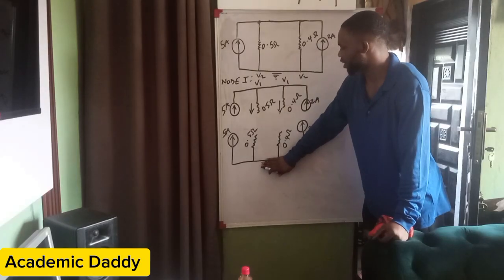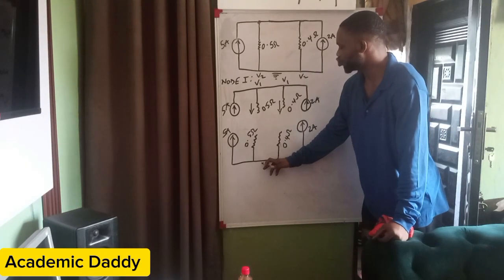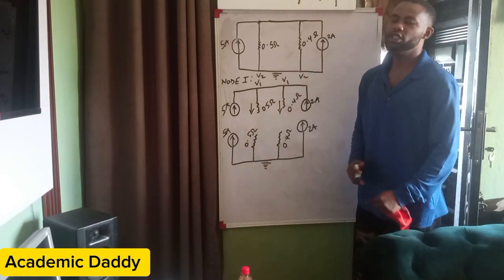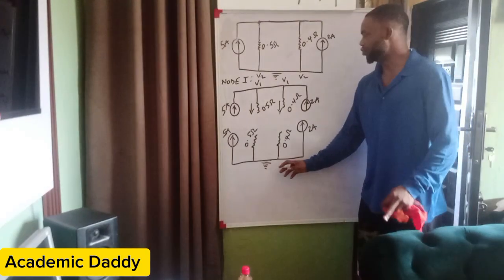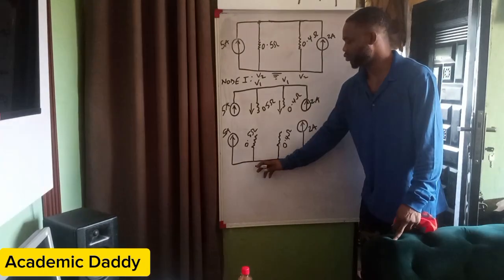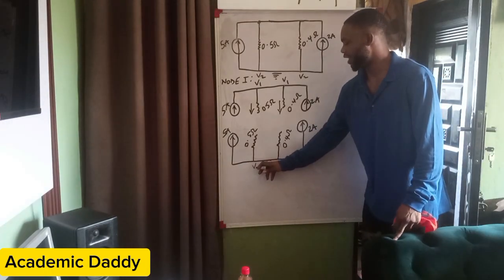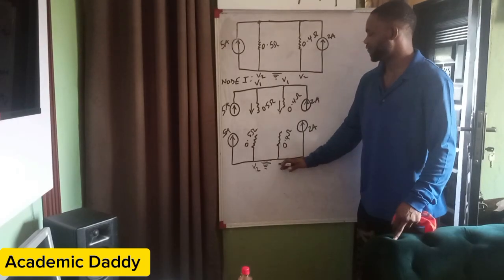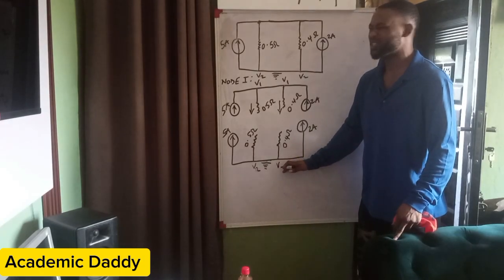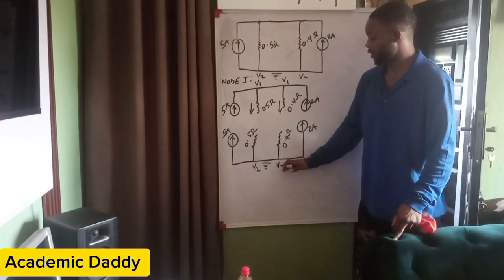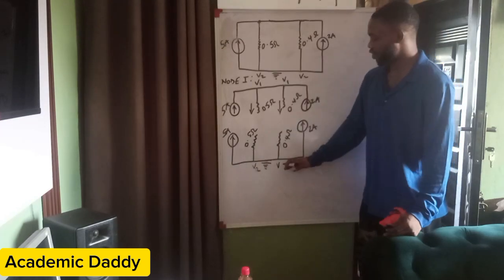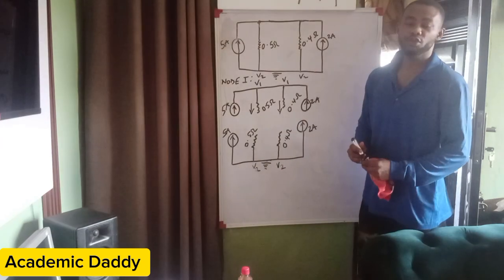That is why we say that whenever you do this analysis and you find out that what you have is two nodes, the equation you will be using for that question will just be one equation. If you find three nodes, you'll be using just two equations. If you find four nodes, you'll be using just three equations. While if you find five nodes, you'll be using just four equations.